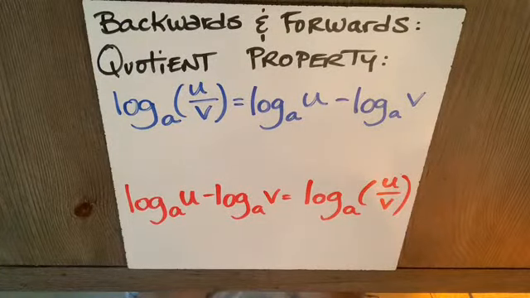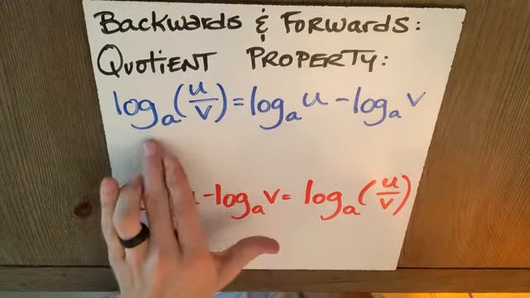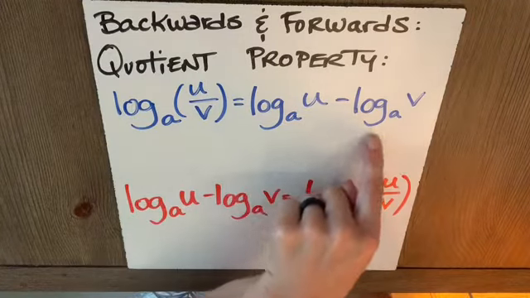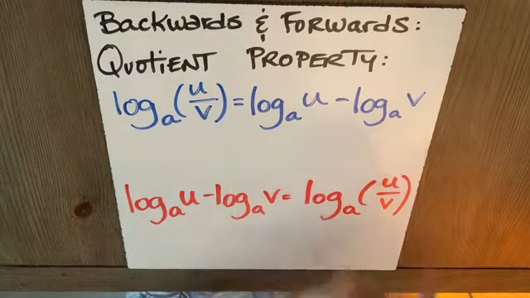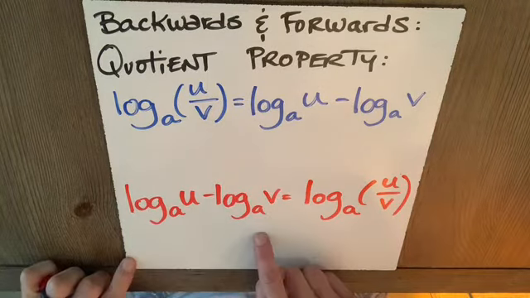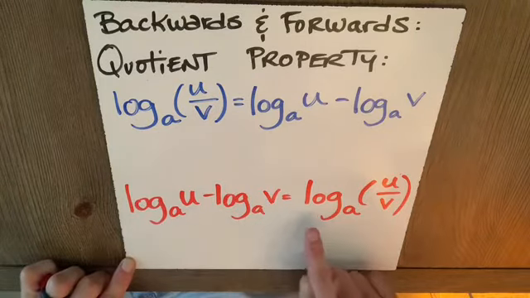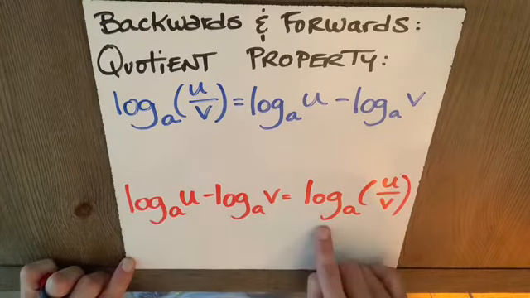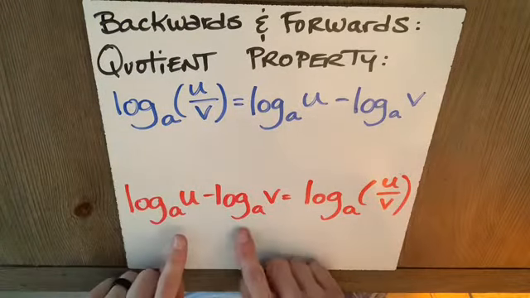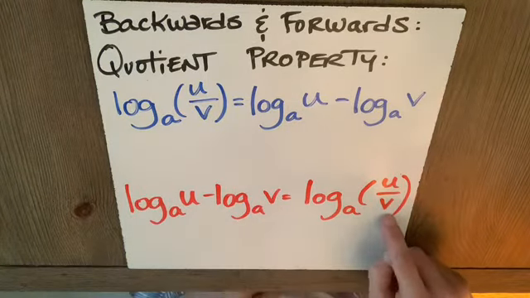Similarly, with the quotient property, backwards and forwards, 1 log becomes 2. We're expanding this. Log a of u over v becomes log of the numerator minus log of the denominator, and whatever base we had carries through. But also be able to condense this. If you're given 2 different logs with a minus in between them and they have the same base, we can write 2 logs as 1 log. Because I'm writing 2 as 1, I'm saying I'm condensing. Because I'm writing 1 log as 2 logs, I'm expanding. So this would be log a of the first divided by the second argument.